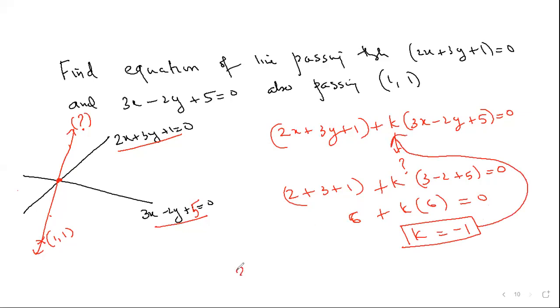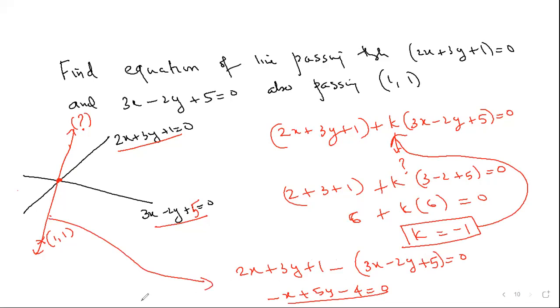So what will be my equation now? 2x plus 3y plus 1 minus (3x minus 2y plus 5) equal to 0. When you take the difference, minus x plus 5y minus 4 equal to 0. So the equation of this line would be x minus 5y plus 4 equal to 0. Did you understand the method?